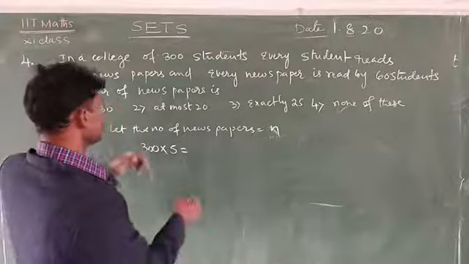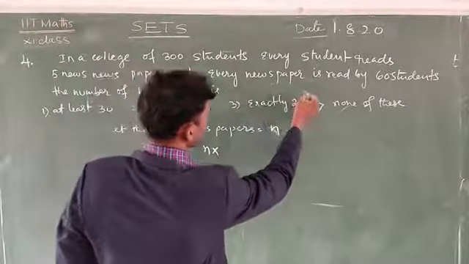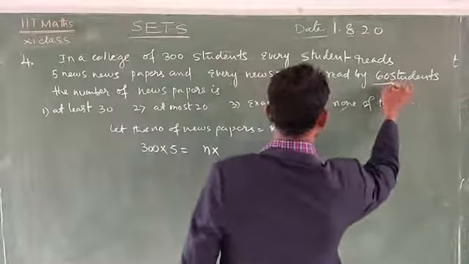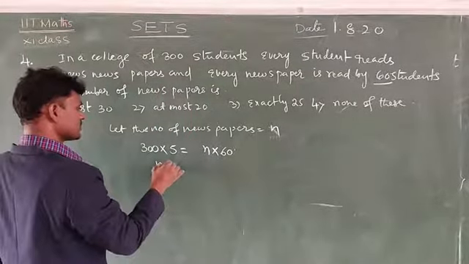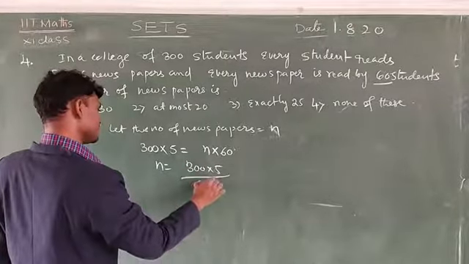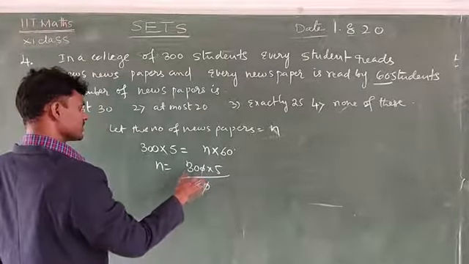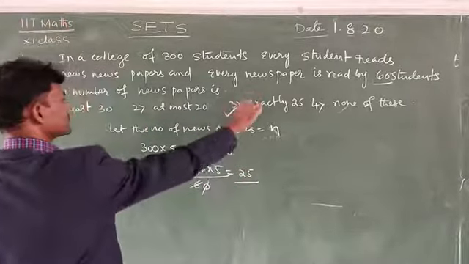Here the number of newspapers is n, and each paper is read by 60 students. So n is equal to 300 into 5 by 60. The zeros cancel. 6 ones are 6, 6 fives are 30. 5 into 5 is 25 newspapers exactly. Third option, note down.